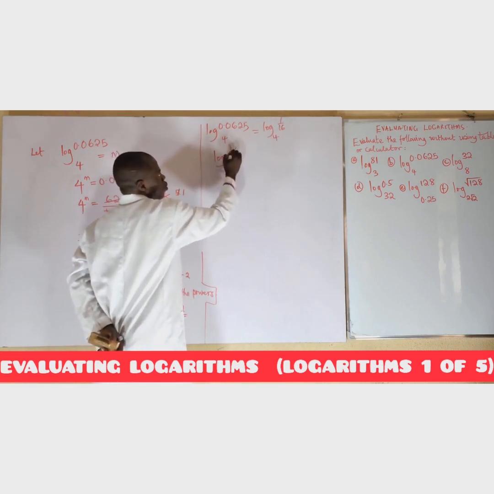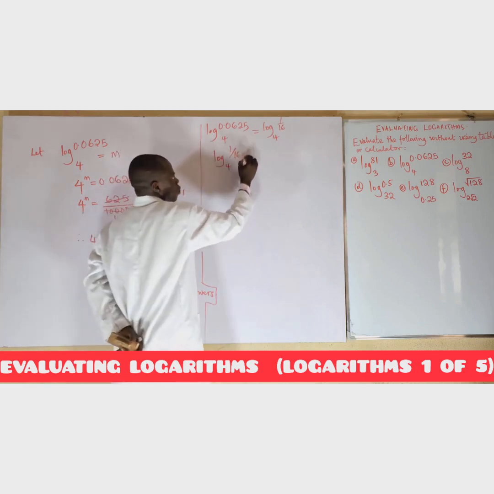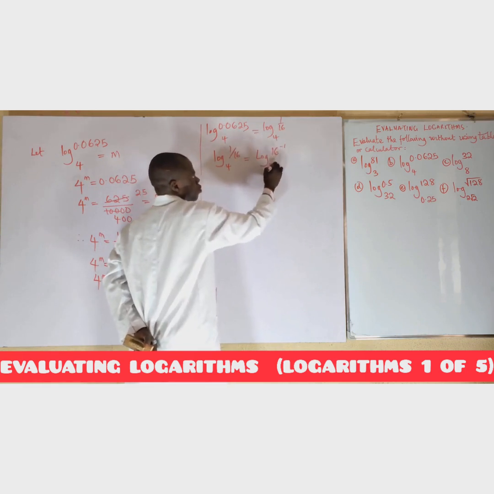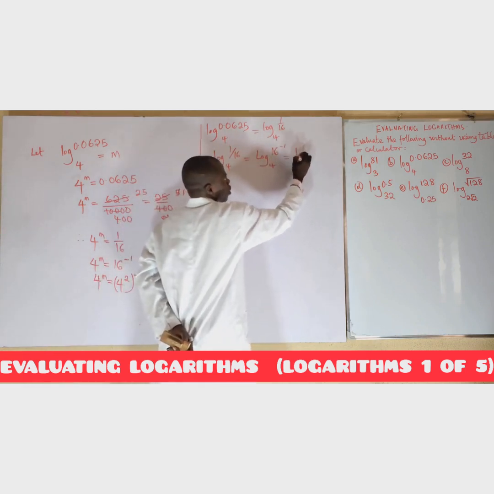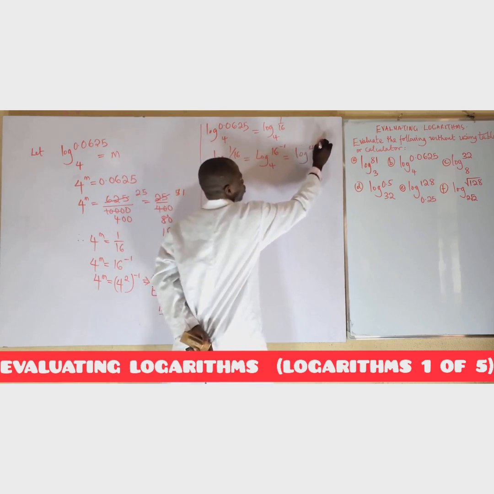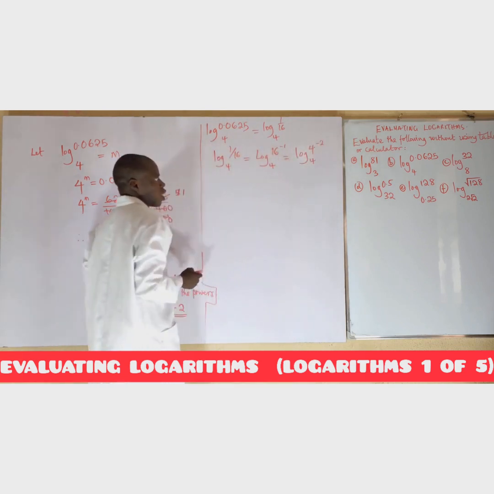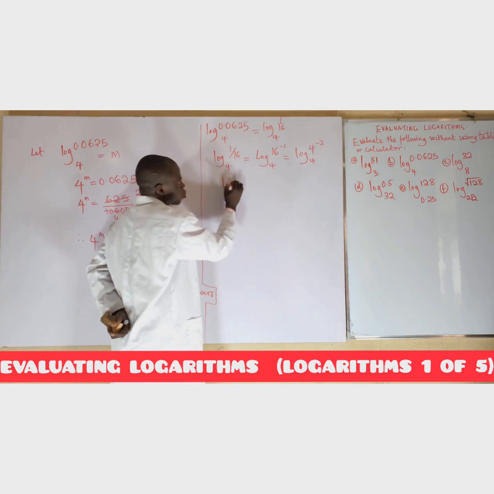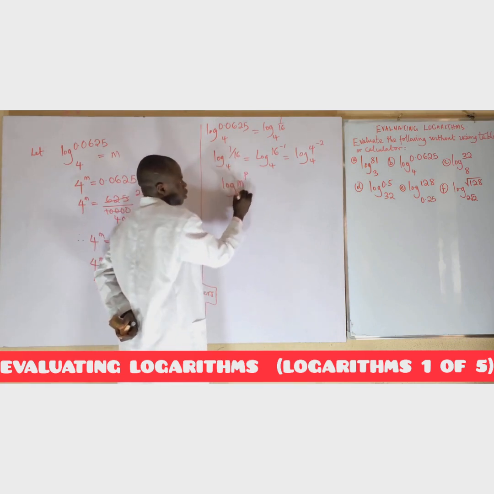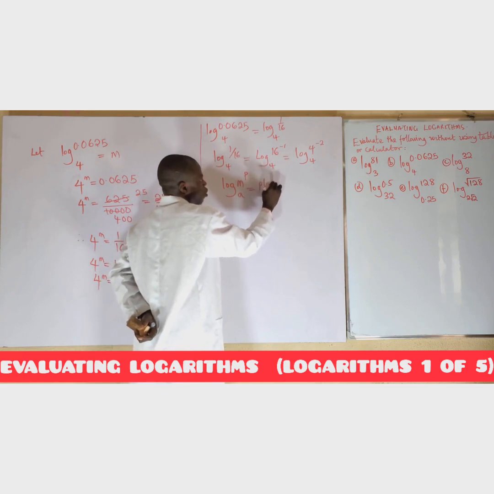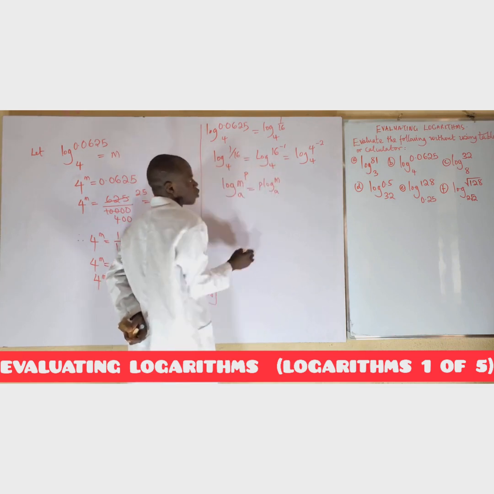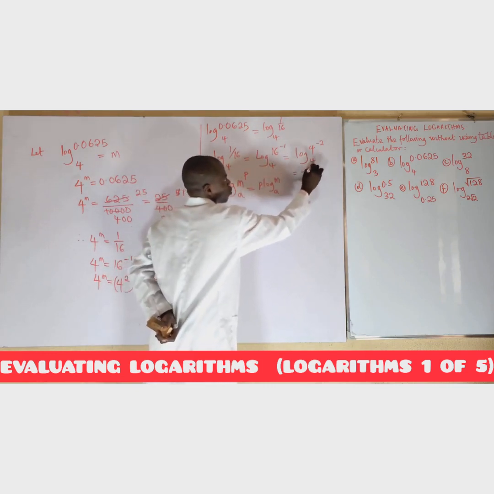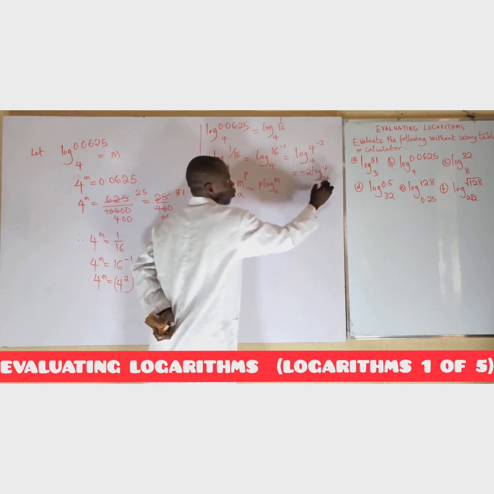Log 1 over 16 base 4 can be written as log 16 raised to the power minus 1 base 4. And it can go further as log 4 raised to the power minus 2 base 4. Applying the law of logarithm, log m raised to the power p base a is equal to p log m base a, so this is equal to minus 2 log 4 base 4.